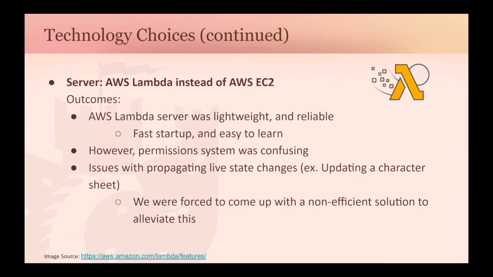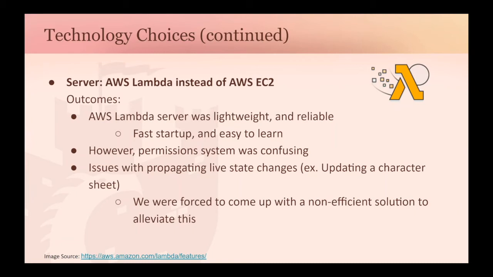So as a result of using AWS Lambda, we found that Lambda was lightweight and reliable. Therefore, we were able to get our server up and running fast. However, an aspect of Lambda that gave us headaches was the permission system because it was confusing at first, but we eventually figured it out.